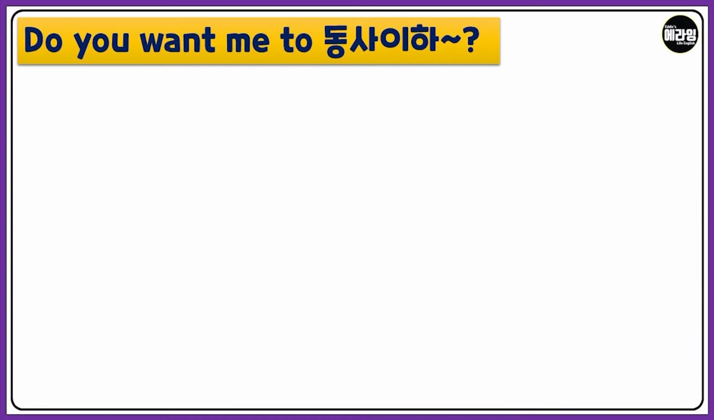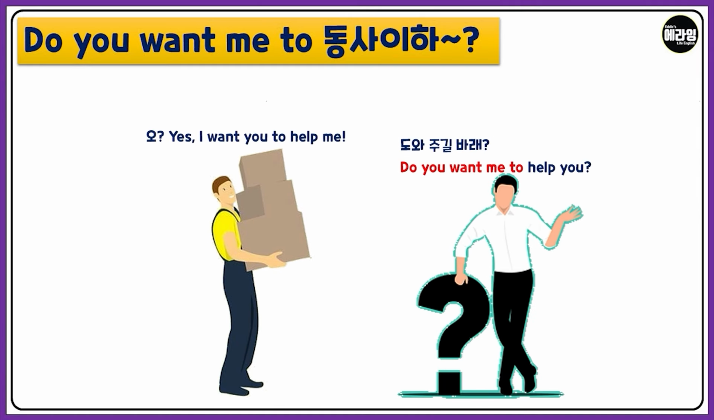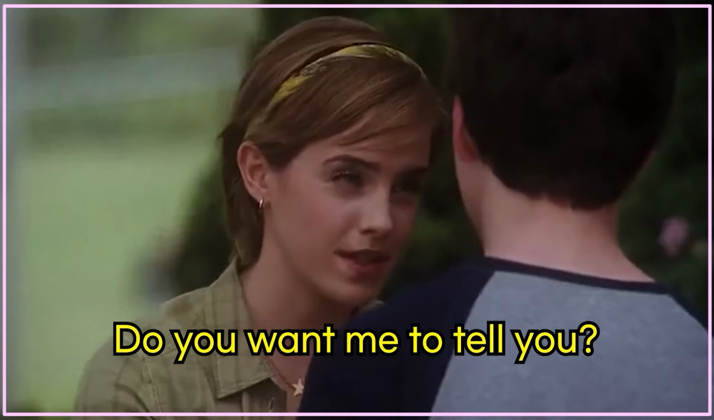Do you want me to 동사 이하 패턴은 말 그대로 내가 동사 이하 해주는 것을 원하는지에 대한 상대방의 의사를 묻는 것으로 다양한 상황에서 자주 등장하는 패턴입니다. 해석은 상황에 따라 주로 뭐뭐 해줄까요? 뭐뭐 해주길 바라나요? 뭐뭐 하면 좋겠어요? 정도가 됩니다. Do you want me to tell you?